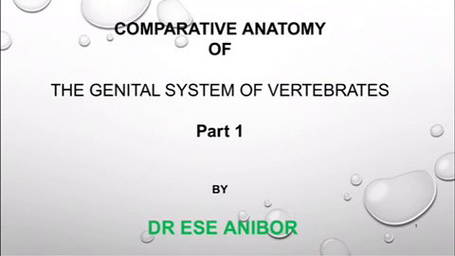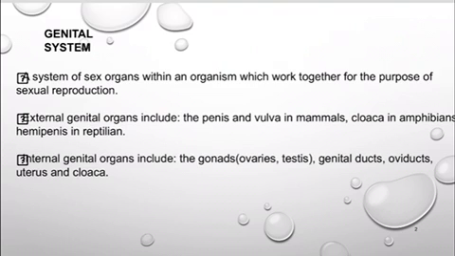The topic is comparative anatomy of the genital system of vertebrates. Don't forget that the genital system is the system that has the sex organs within the organism. These sex organs work together for the purpose of sexual reproduction.